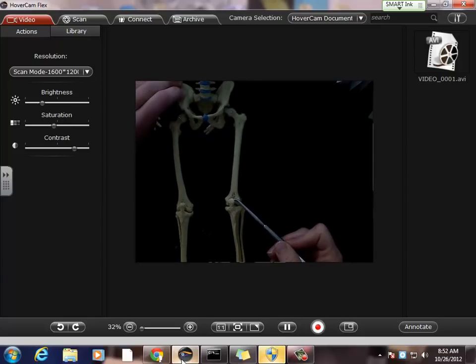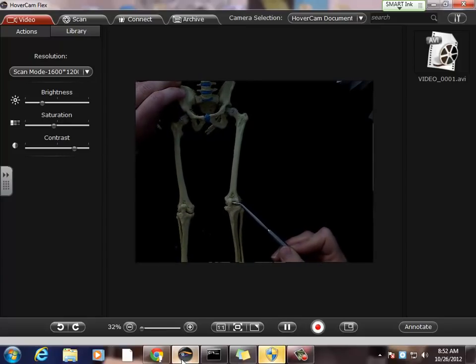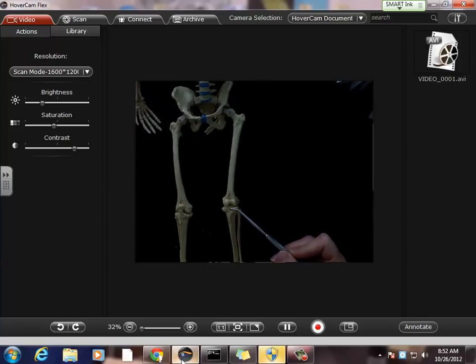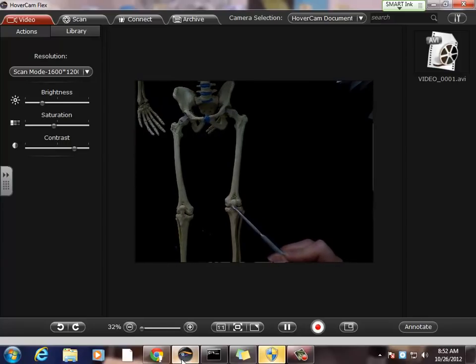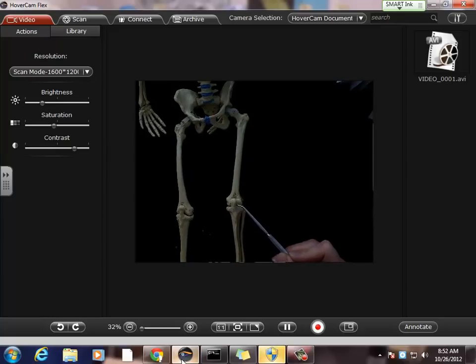Moving distally, we have a small sesamoid bone. This is a short bone called the patella. Sesamoid means sesame seed, and this is sesame seed in shape. There are a few other small sesame seed or sesamoid bones in the human body, typically in the hands and feet, and we will observe those when we can look at the hands and feet in more detail.